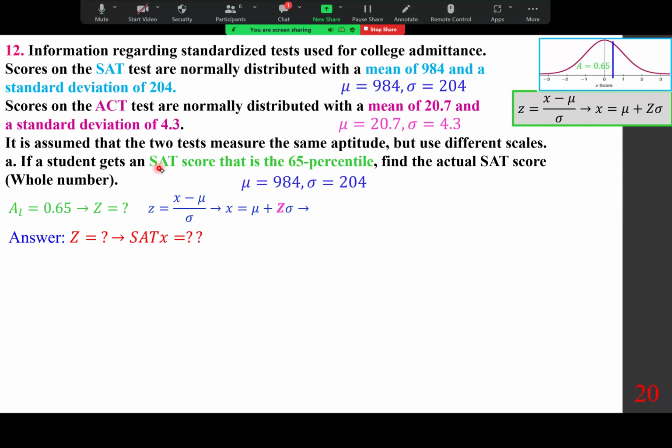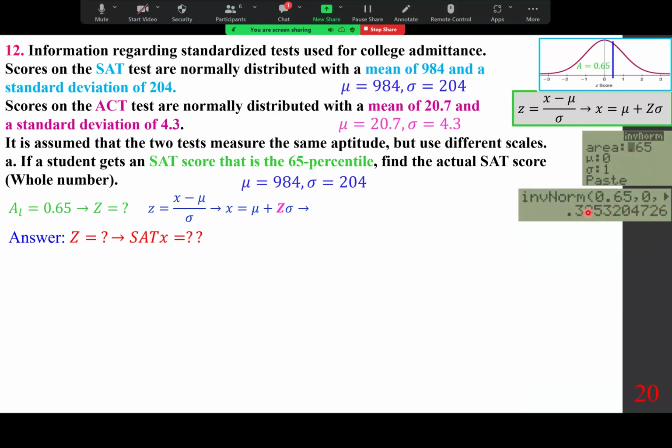Now we're going to use technology. Inverse norm with the area of 0.65, mu 0, sigma equals 1 results in this number as the Z score. So mu is replaced by 984, sigma by 204, and Z with this number. You can stop at some point. For example, if I go with the fourth one, that doesn't change, remains at 3. And this is the answer because they said the whole number. The answer is rounded accordingly: 1062. Look at this number next to the 6, it goes up to 3. So you do it accordingly.